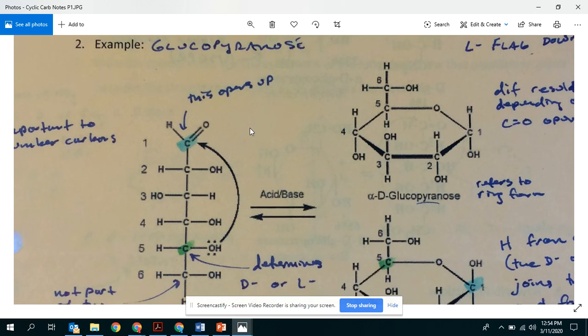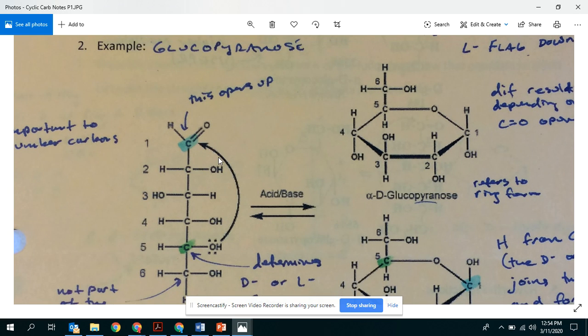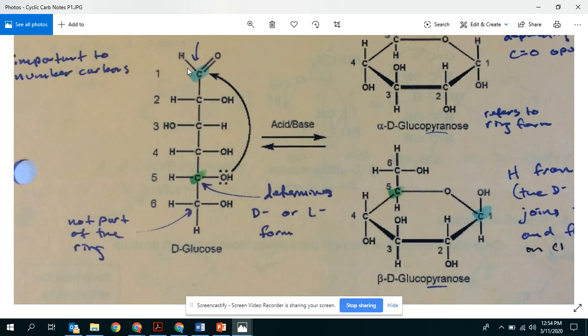The first one is glucopyranose. So it's a glucose, it's an aldohexose right there, 6 carbons. It is a D-glucose because the hydroxy on the last stereo center farthest away from the most oxidized carbon is pointed to the right. It's important to know that as these carbohydrates become their cyclic forms, the last terminal CH2OH is not part of the ring. This is going to be what we call the flag up or the flag down.